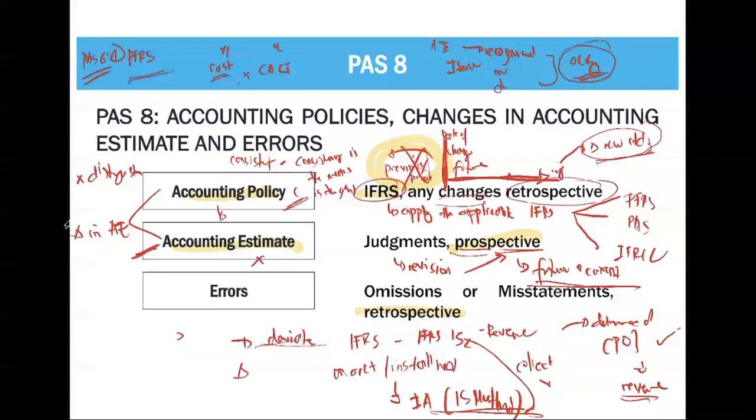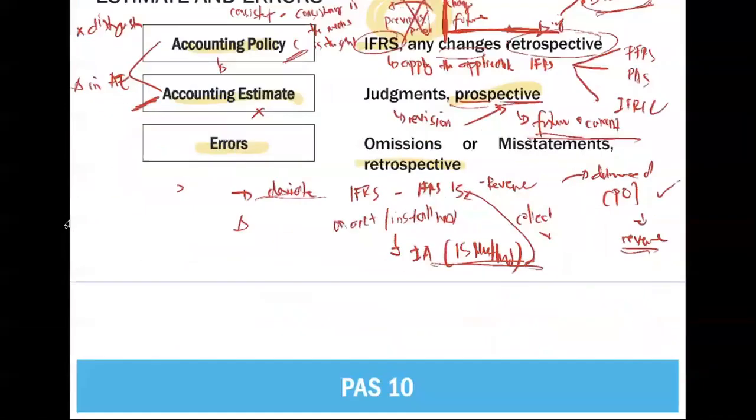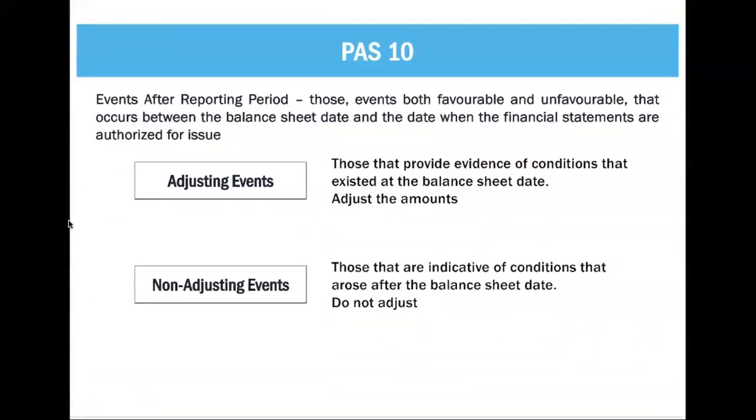account for it prospectively. Lastly, if there is an error, you should account for it retrospectively, meaning from the time there is an error up to the time you learn about that error. So the current and the previous period, retrospectively. So that is Part 8: accounting policies, changes in accounting estimates, and errors. Next, we go to Part 10.